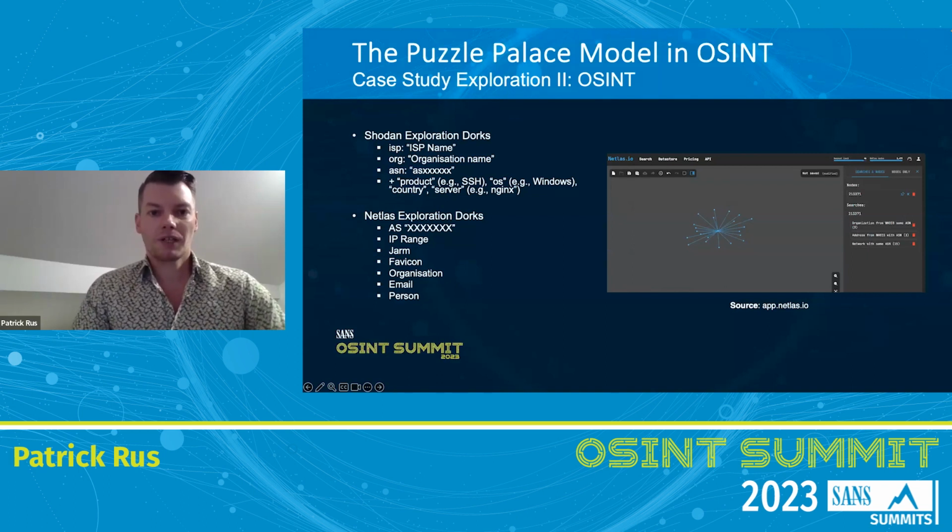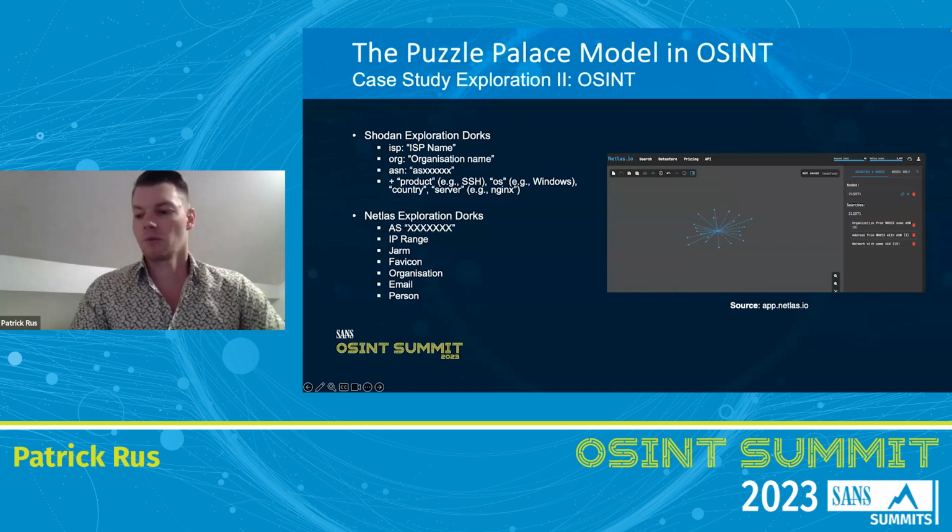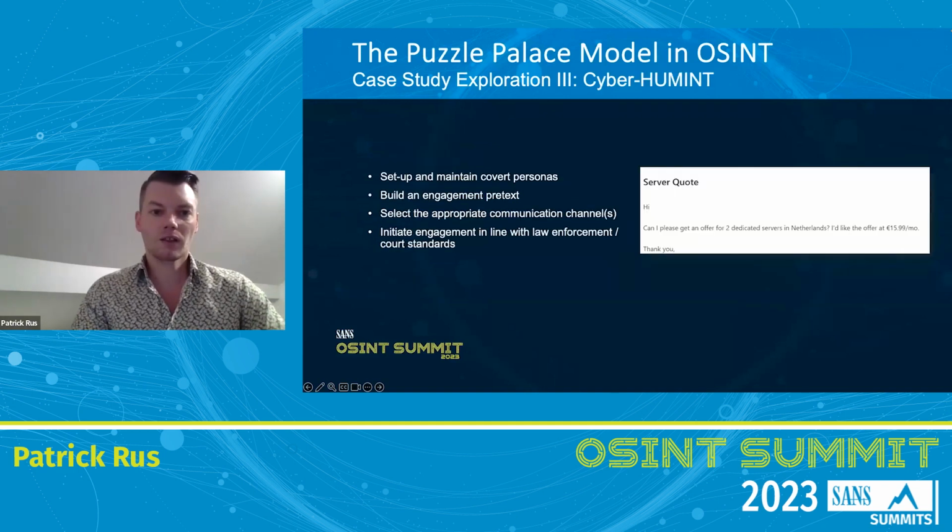The third component within the Puzzle Palace model is related to Cyber-HUMINT, and in this case study, I use Cyber-HUMINT after conducting OSINT investigations in order to understand more about the services provided by the target company.